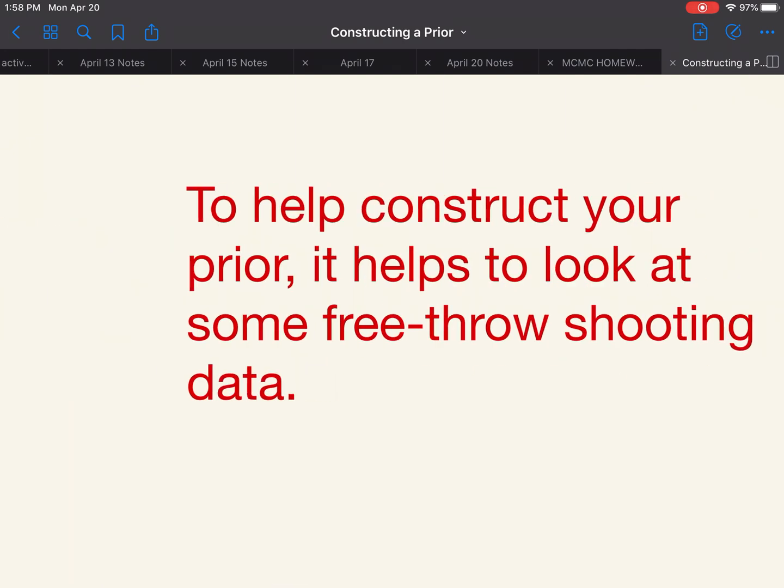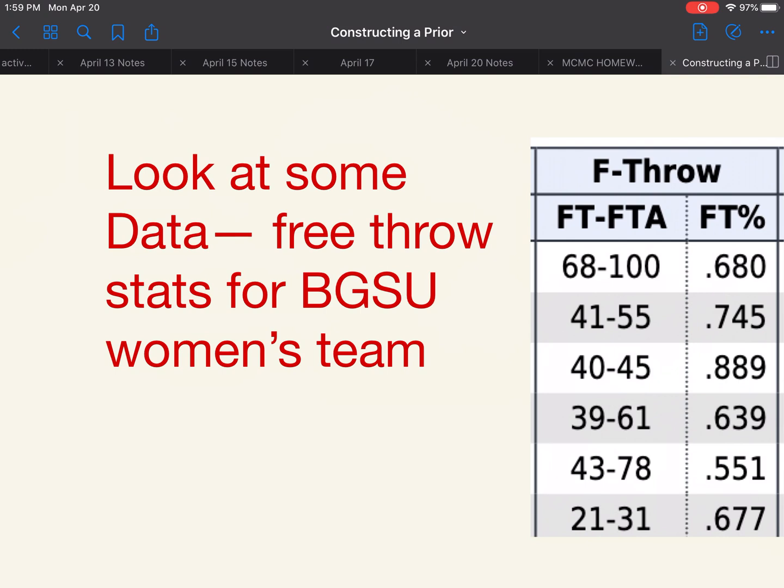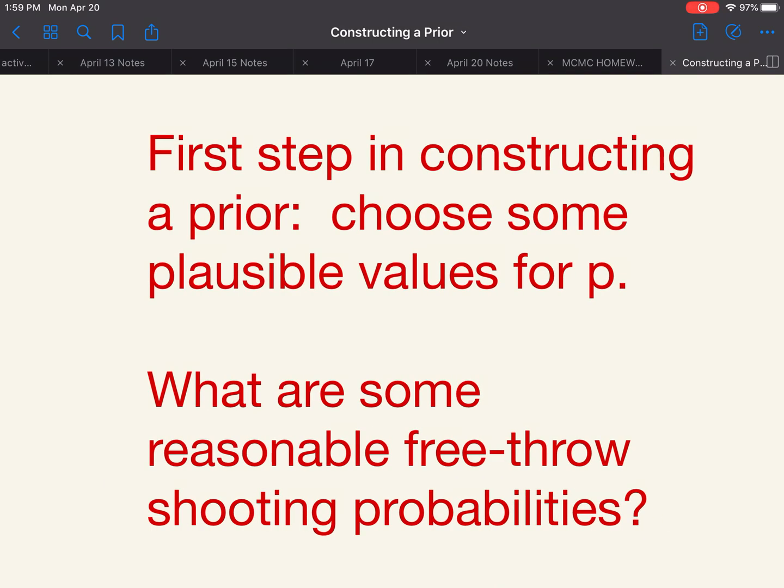To help construct a prior for P, it's helpful to look at some data. So I'm going to look at the free throw stats for the BGSU women's basketball team. If we look at that data, we see that the free throw percentages range a bit from 55% to about 89%. So the first step to constructing a prior is to choose some plausible values for P. So what are reasonable free throw shooting probabilities?